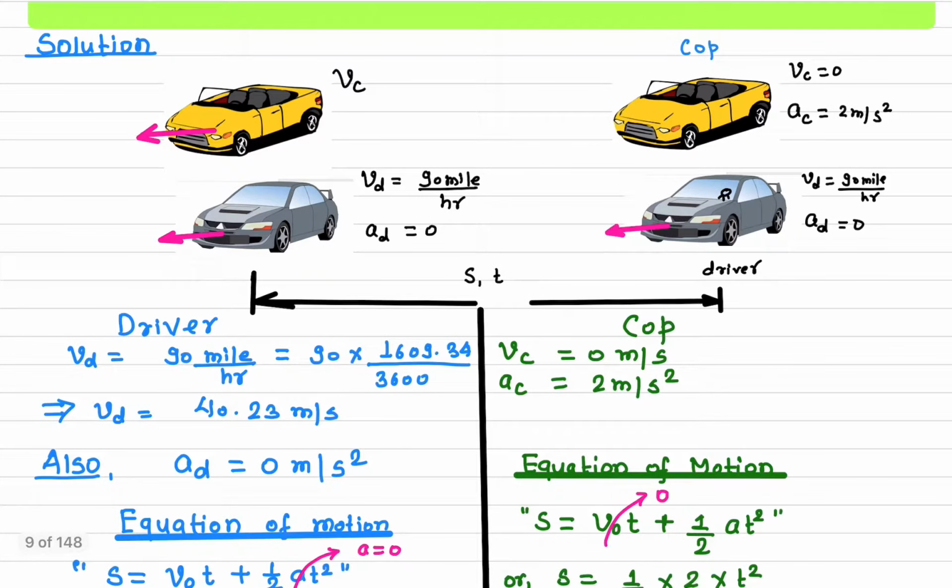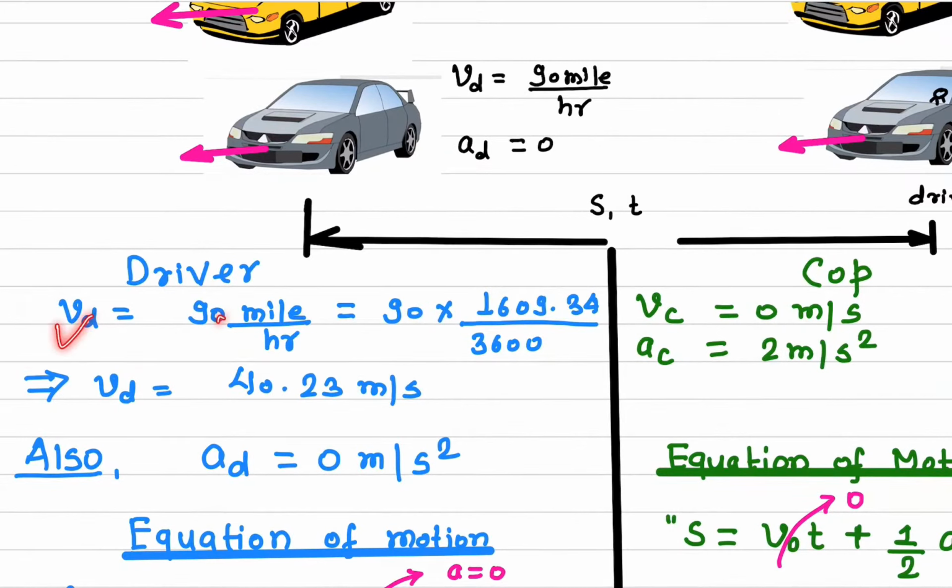So we have to solve the equations. Let's write down the equation first. First I'm going to solve for the driver. This one is given in miles per hour, so we have to change it to SI units. And what is the SI unit system? That is meters per second.